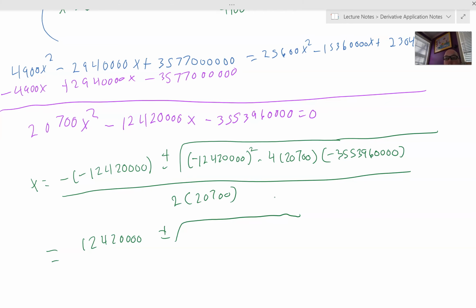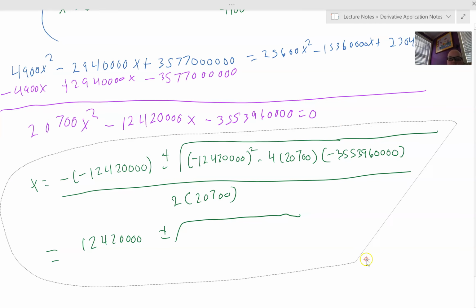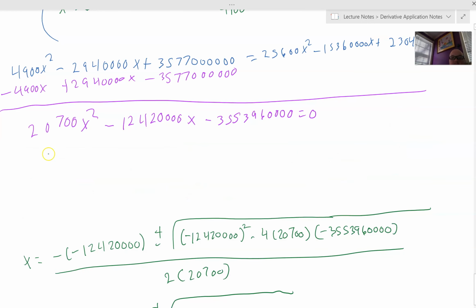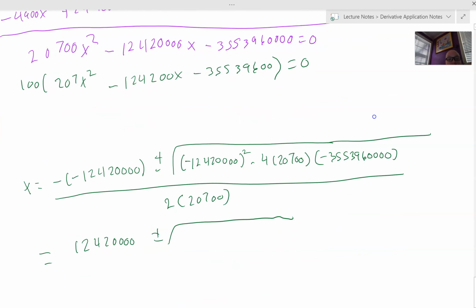So, let's reduce this by 100 to make this easier calculation wise. So the answer is going to be nice. Your calculator just will not be able to compute it cleanly. So since we see they end in at least two zeros, we can pull out 100. So it gives us 207x squared minus 1,242x minus 3,553,96 equals 0. All right. Now this will make the calculations go a bit easier here.